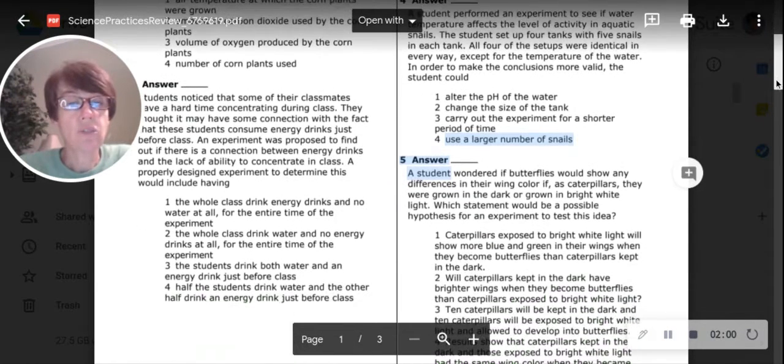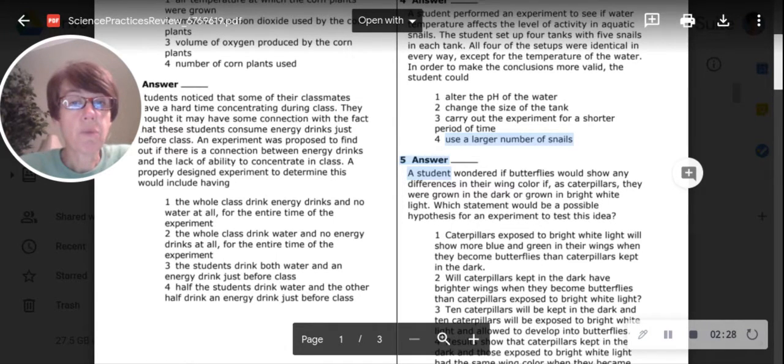So the whole class drinks an energy drink and no water at all for the entire time of the experiment. So would that be a properly designed experiment? No, we don't have a control group. The whole class drinks water and no energy drinks at all for the entire time. So again, we need to have two groups here, one that's going to be our control and one that's going to be our experimental. And here we've only got one group, which is the whole class.